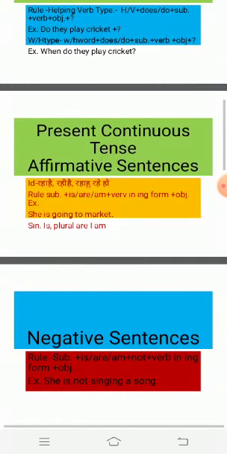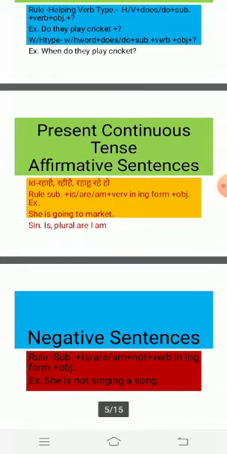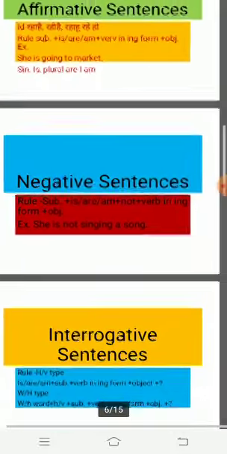Okay, if the subject is singular, then we use is. If the subject is plural, then we use are, and with I we use am. She is going to market.